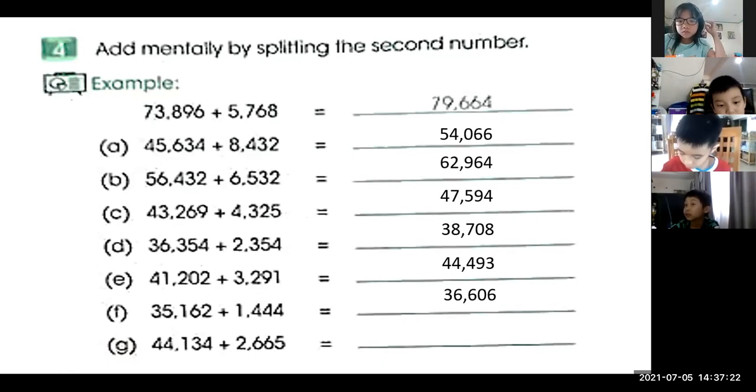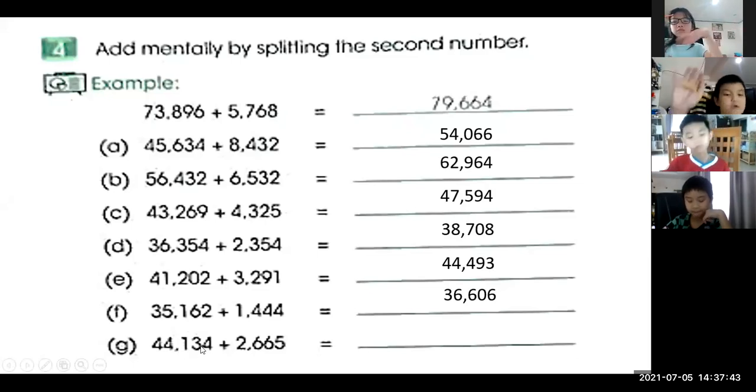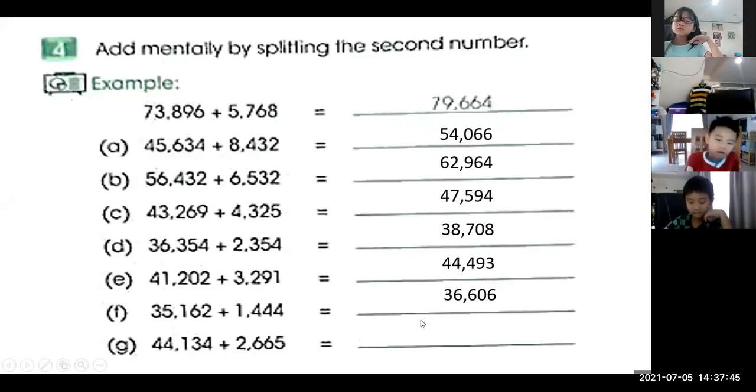Now the last question, letter G. 46,799. Very good. Okay, so thousands place, 4,000 plus 2,000 is equal to 6,000, so 46,000. 1 plus 6 is 7, so 46,700. 3 plus 6 is 9, so 46,799.